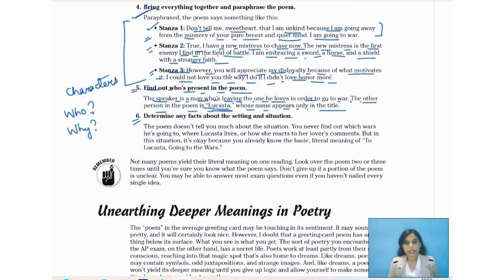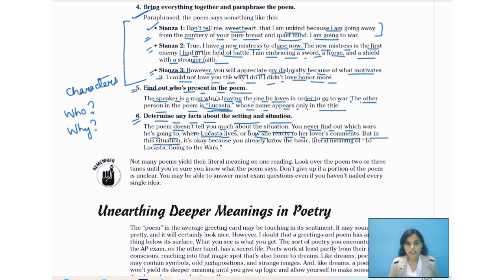Next, you should understand determining any facts about the setting and the situation. The poem doesn't tell you much about the situation. You never find out which war he is going to. We do not even find out while reading the poem which war he's talking about, or where Lucasta lives. So we don't know where Lucasta lives or how she reacts to her lover's comments. That also isn't told in a very clear way.